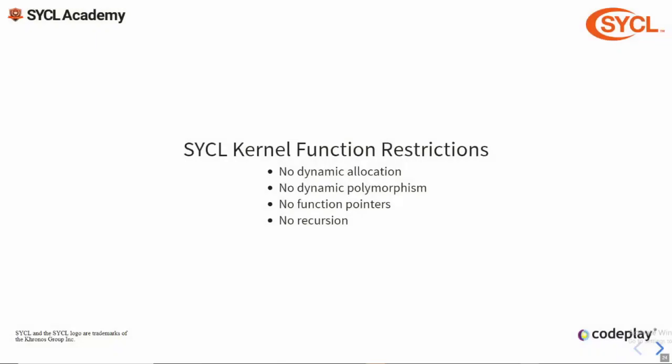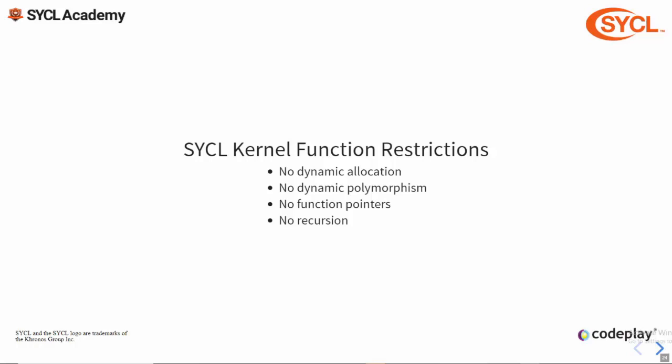Now we're going to take a look at the restrictions which apply to kernel function code. These restrictions derive from limitations on what some hardware can do efficiently. Many heterogeneous architectures such as GPUs have less flexible control flow in order to provide higher parallelism and throughput. Some of these restrictions could potentially be loosened as heterogeneous architectures evolve in the future, so future iterations of SYCL may change.